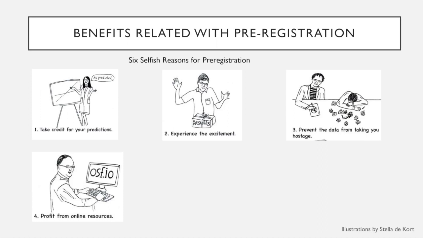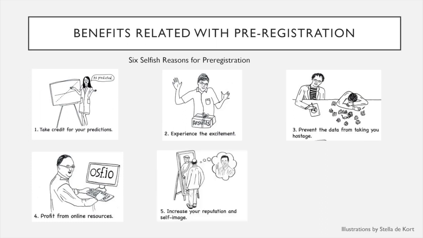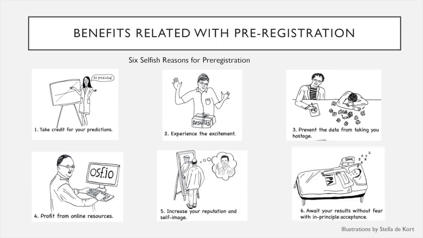Then, to profit from online resources. With these online resources, here the Open Science Framework, it is easy to register our studies. Also, to increase our reputation and self-image in science, by doing things in a transparent way. And finally, this feeling of waiting for our results without fear, with the in principle acceptance.